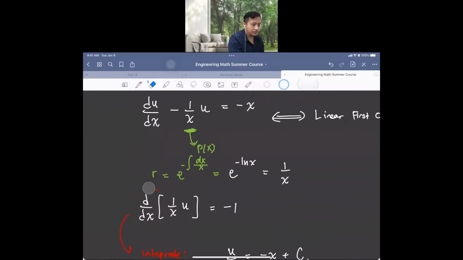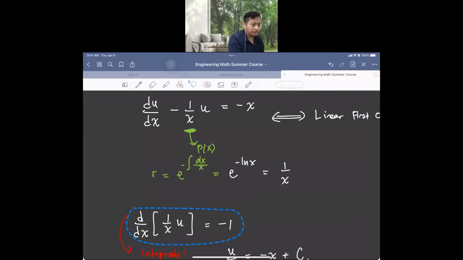Maybe to make it clear, I'm skipping some process here. Let me make it more clear. So we multiply du dx with 1 over x, minus 1 over x u, and then multiply with 1 over x, and this is also multiplied with 1 over x. Okay.